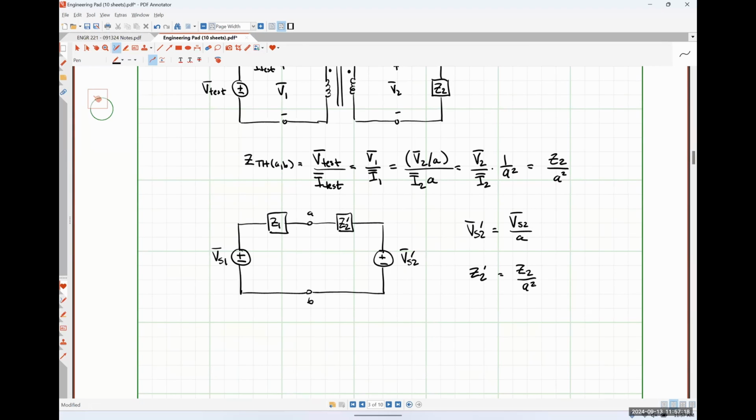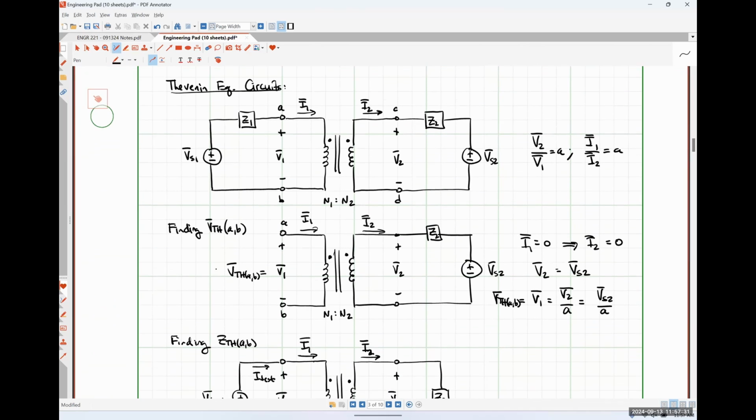What do you think would change if I was trying to reflect everything to the opposite side? Or effectively, if I was trying to find the Thevenin equivalent circuit with respect to terminals C and D. Everywhere I divided by A, I'd multiply by A. Everywhere I divided by A squared, I'd multiply by A squared.